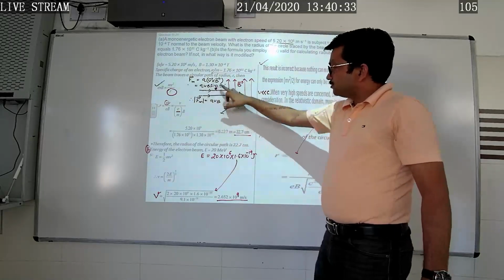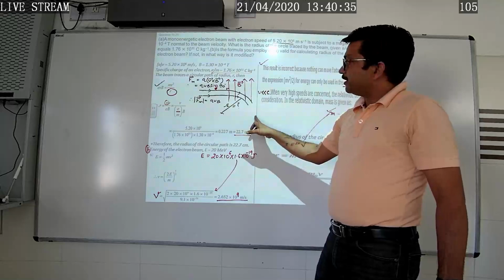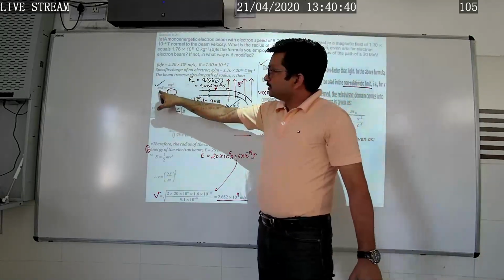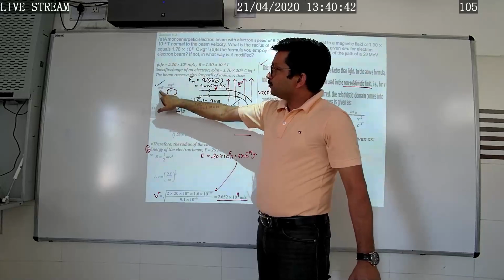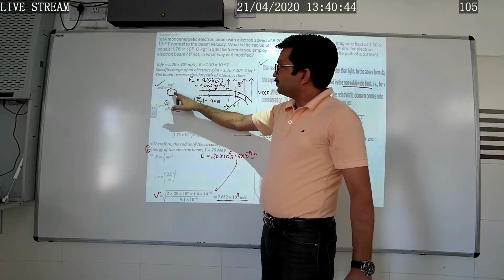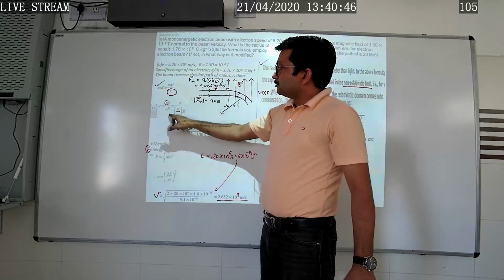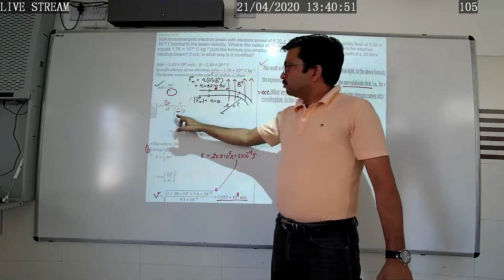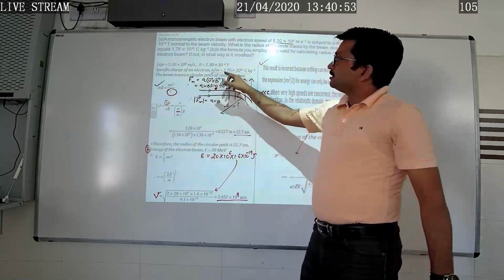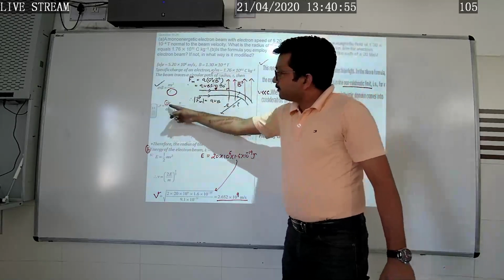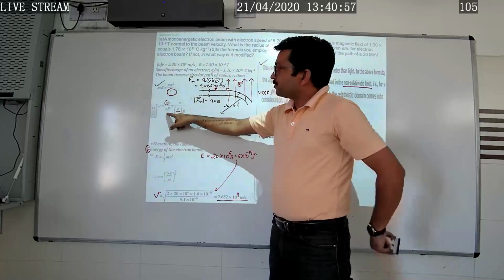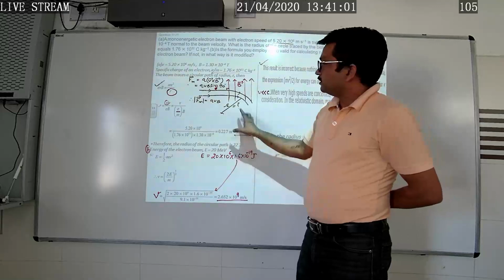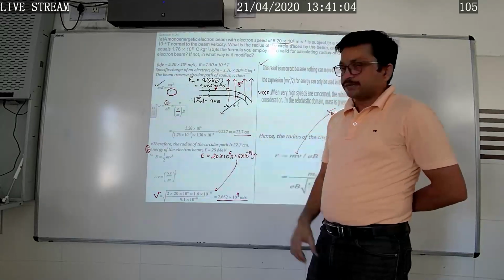Now this force is responsible for providing the necessary centripetal force to the electron. So this magnetic Lorentz force will provide the necessary centripetal force mv square by r, so that r equals mv over eB. Here in order to introduce the specific charge ratio, I have taken this m in the denominator of e, and substituting the value we got the radius of this circular path as 22.7 cm.